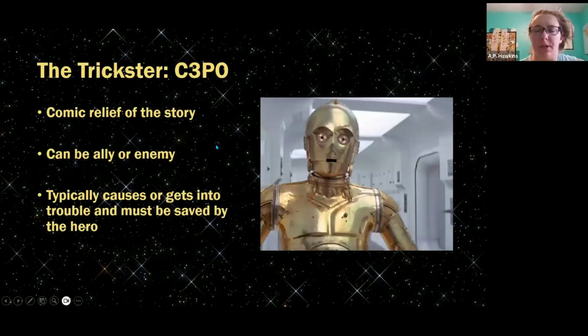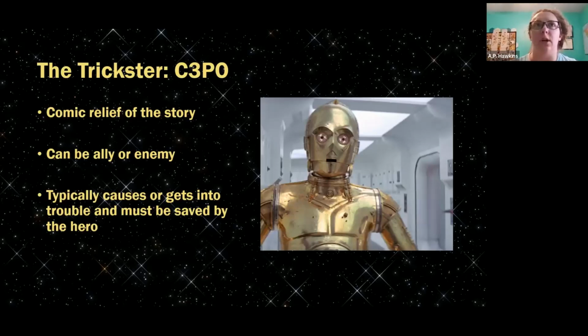Another archetype is the trickster. In Star Wars, this is C-3PO. The trickster is the comic relief of the story. They can be an ally or an enemy. Obviously, in this case, C-3PO is an ally, and typically they cause trouble or get into trouble, and they have to be saved by the hero.